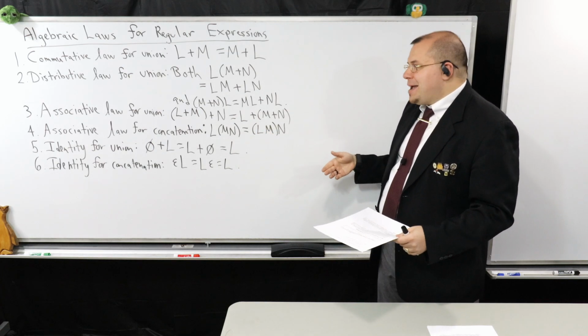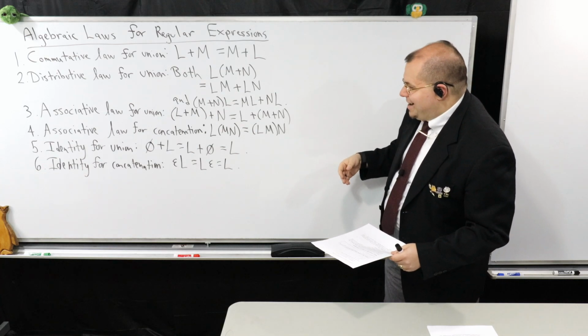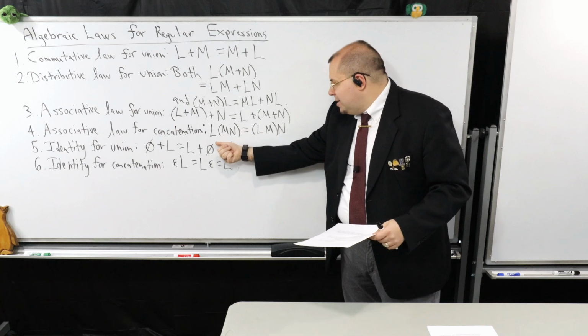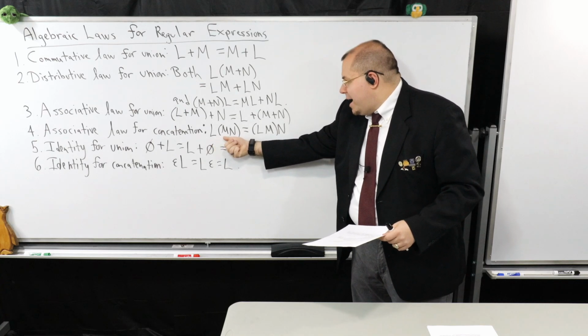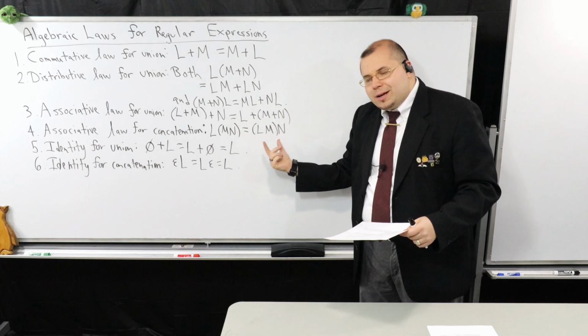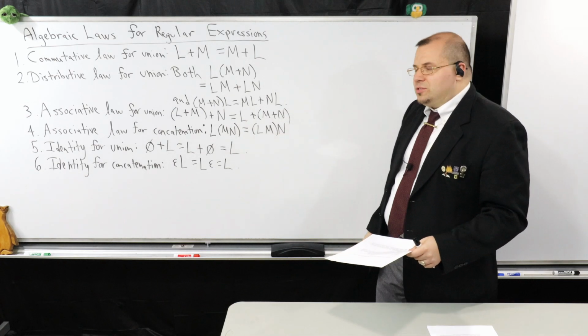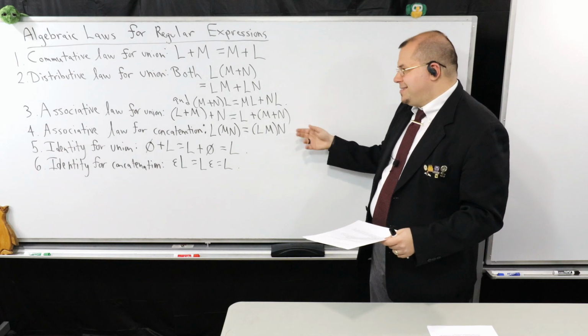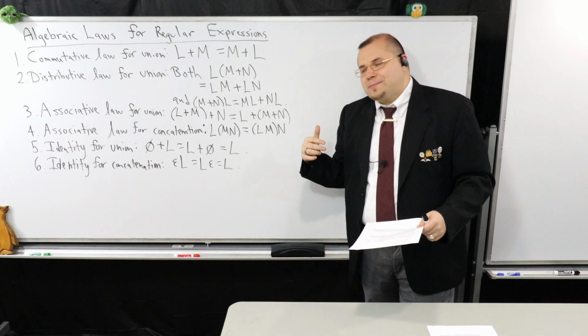Associative for concatenation is what you would expect, it's just now it's concatenation. Notice the order in which the concatenations occur. Notice here that the order is still L, M, and N. I didn't switch any around, it's just the parentheses that changed. So just take note of that. The order does matter for concatenation. This is not the same as union. For union, the order doesn't matter.